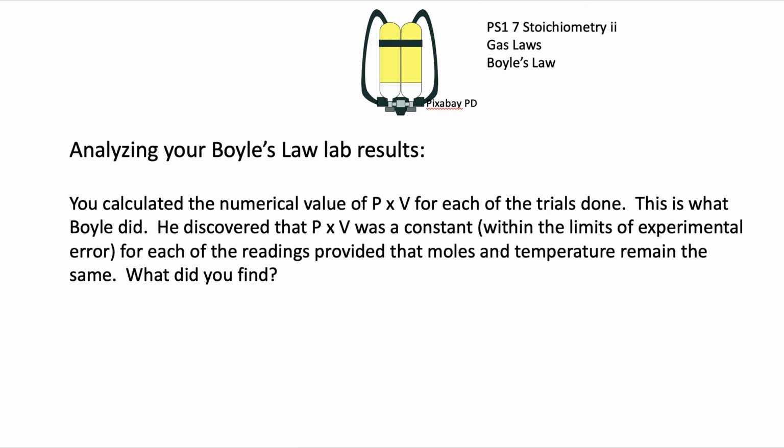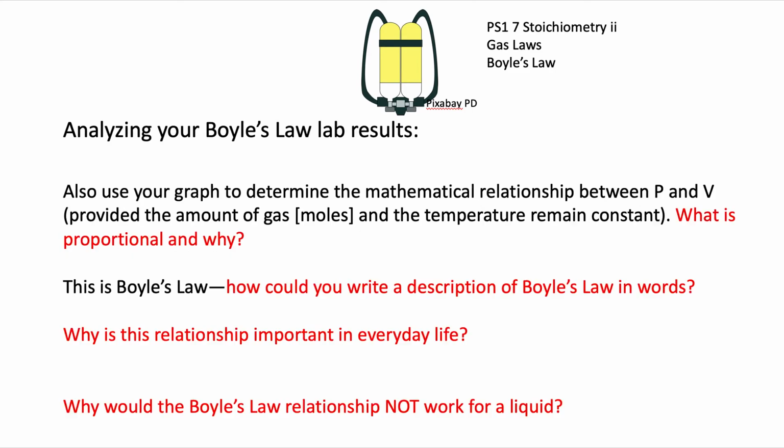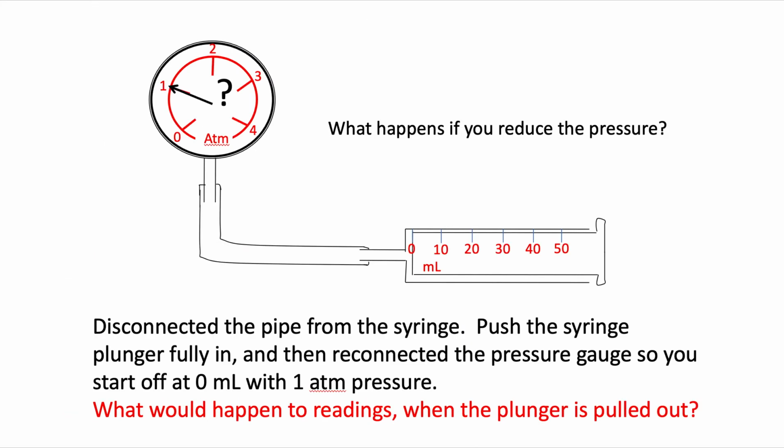So this is what you are doing as you are analysing your results. So what we're discovering is there isn't a direct relationship, but we actually have an inverse relationship. So if you plot pressure against 1 over V, but you have to plot the decimal value, not the fraction.